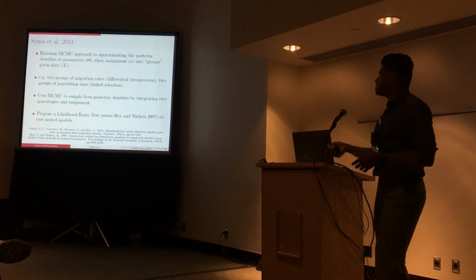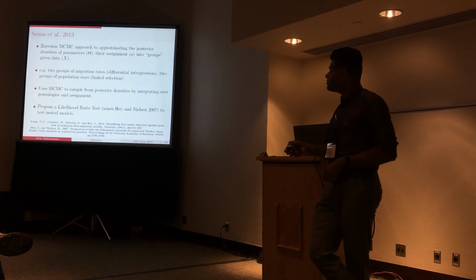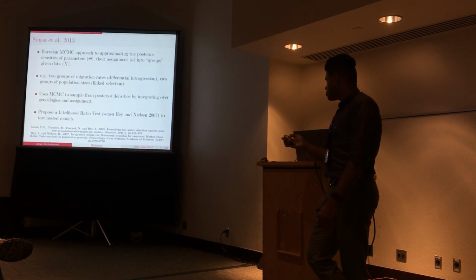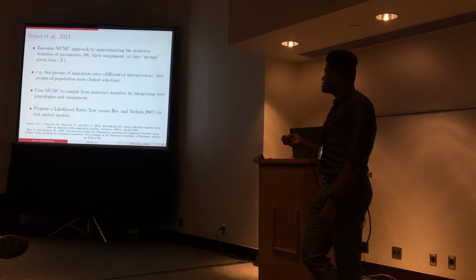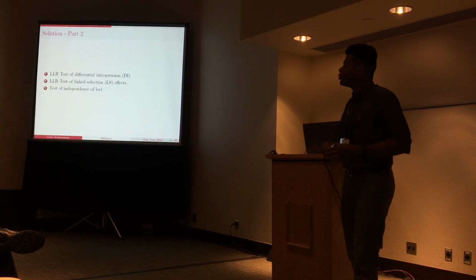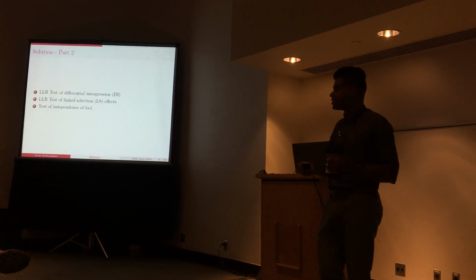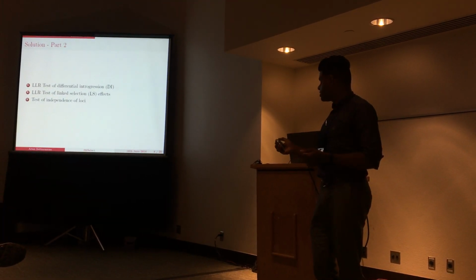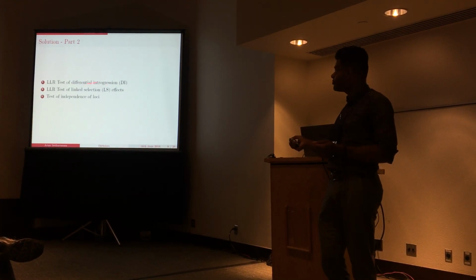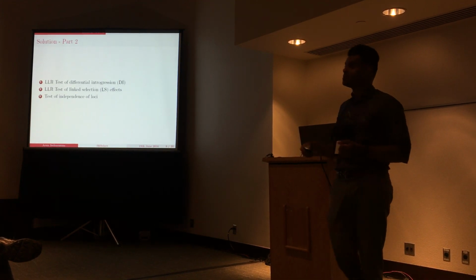Okay? And they also proposed this nice likelihood ratio test, similar to Nielsen 2007, to test nested models against different models of evolution here. All right, so we're going to propose a part 2 to the solution. I'm going to tell you about 3 different tests that we came up with, which can help us decouple the effects of differential introgression and linked selection. The first one is the likelihood ratio test of differential introgression. The second one is one specific for linked selection effects. The third one is a test of independence between these two.